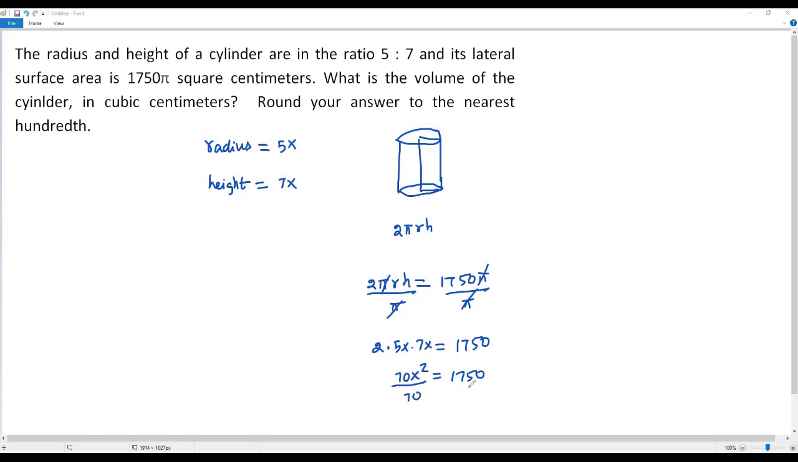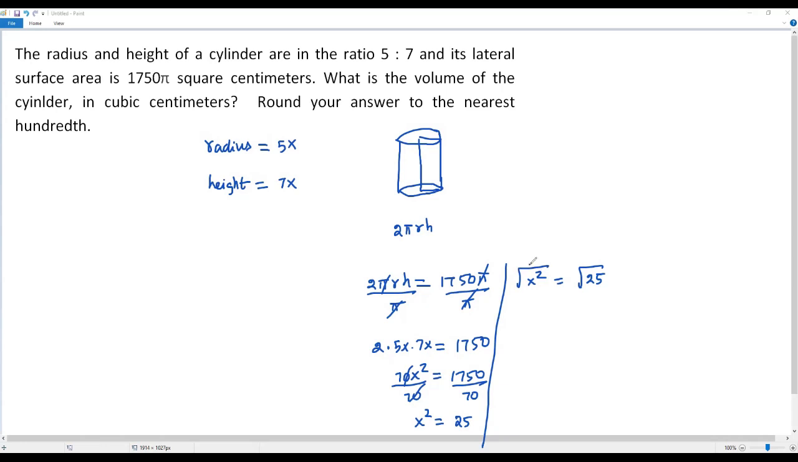Let's divide both sides of the equation by 70. Then this 70 will cancel out. I'm getting x squared equals, okay, now let me divide 1750 by 70. When I use a calculator, I am getting 25. Okay, let me continue over here. We get x squared equals 25. Our aim is to get the value of x. For that, we have to get rid of the exponent 2 over here. Let me take the square root on both sides of the equation. Let me take the square root on the right side as well.